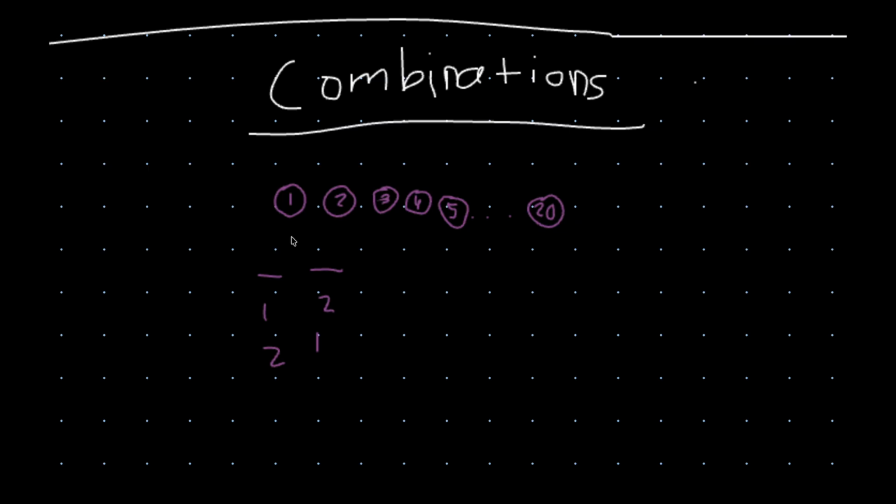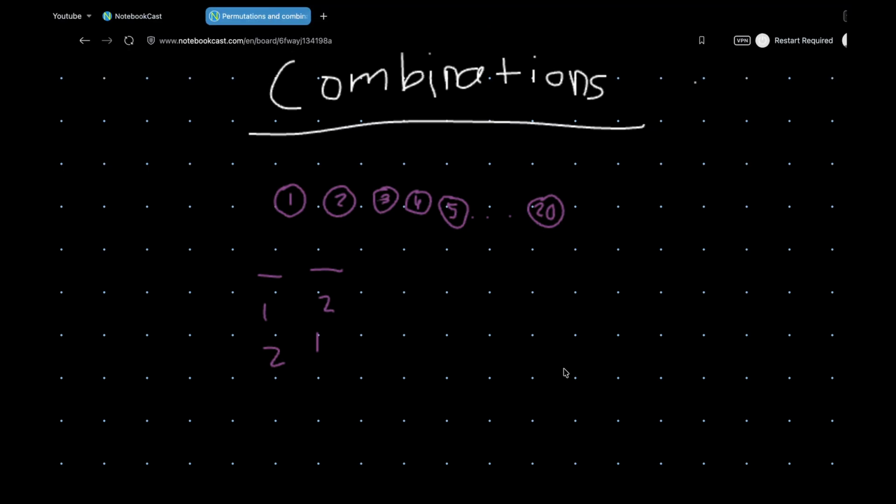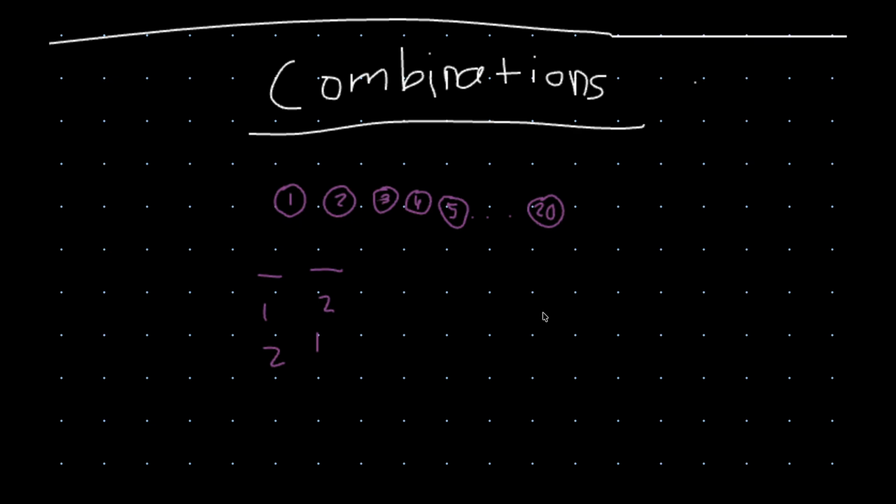So you take the amount of balls, which is 20. You apply the permutations algorithm to it. So 20 factorial, forgot to write the 0, over 18 factorial.